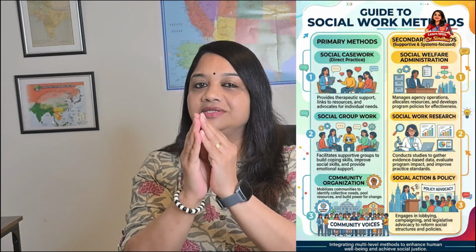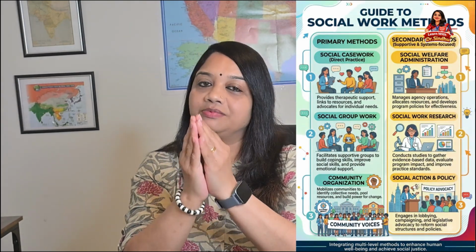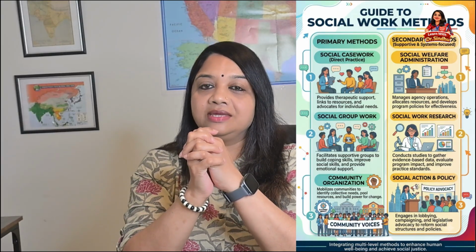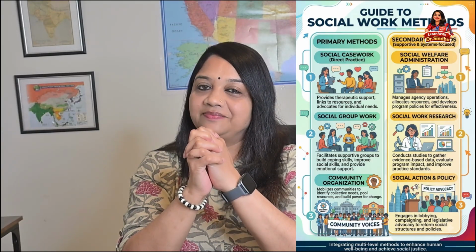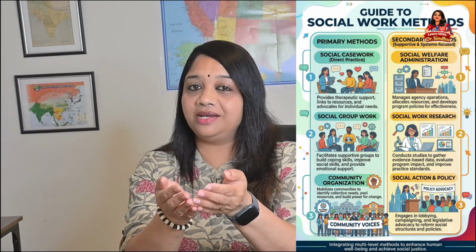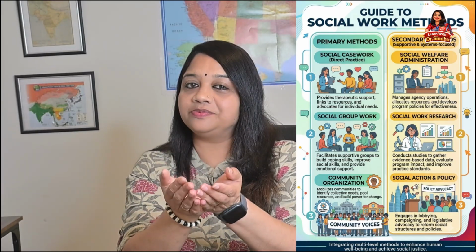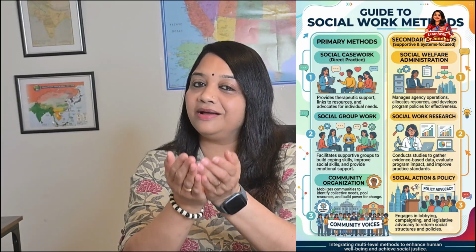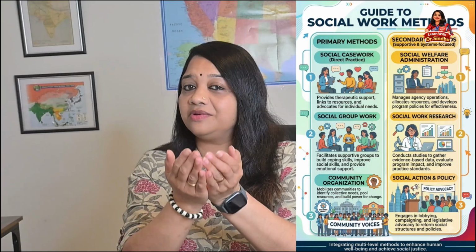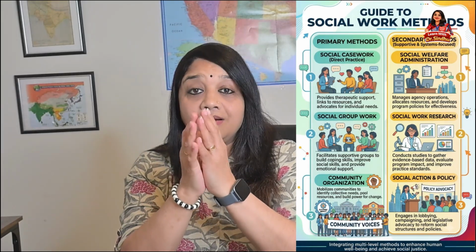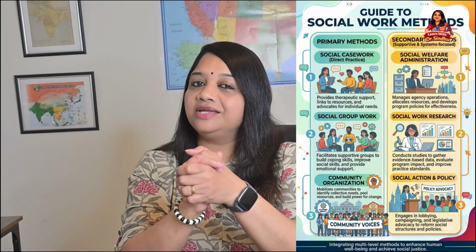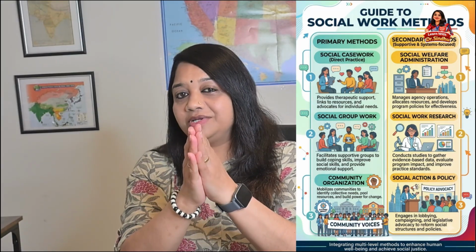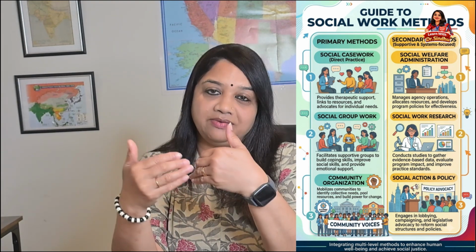So, in this video, we have understood the six social work methods and how they form the foundation of professional social work practice. Each method has its own importance. Social casework focuses on the individual, social group work on groups, and community organization on communities. Then among secondary methods, social welfare administration focuses on organization, social work research on knowledge and evidence, and social action on social change.